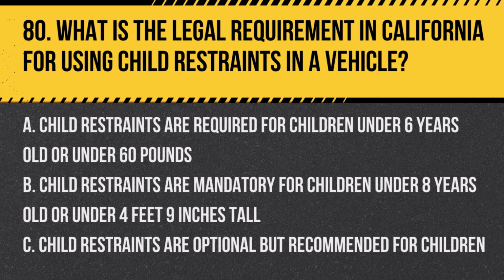Question 80. What is the legal requirement in California for using child restraints in a vehicle? A. Child restraints are required for children under 6 years old or under 60 pounds. B. Child restraints are mandatory for children under 8 years old or under 4 feet 9 inches tall. C. Child restraints are optional but recommended for children. Answer: B. Child restraints are mandatory for children under 8 years old or under 4 feet 9 inches tall. This law ensures the safety of younger passengers.